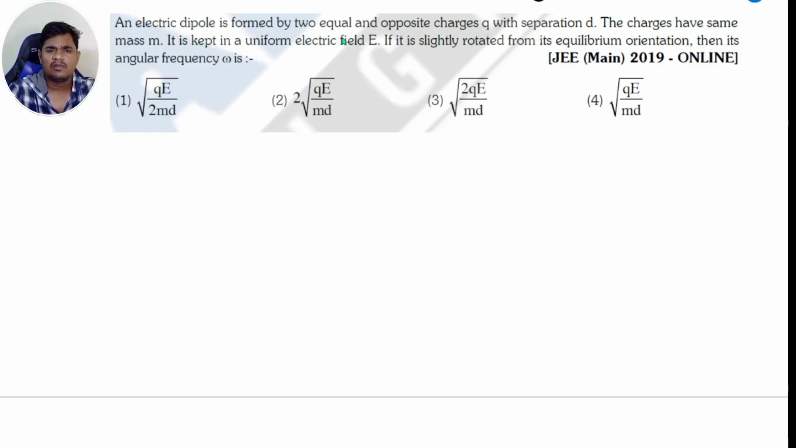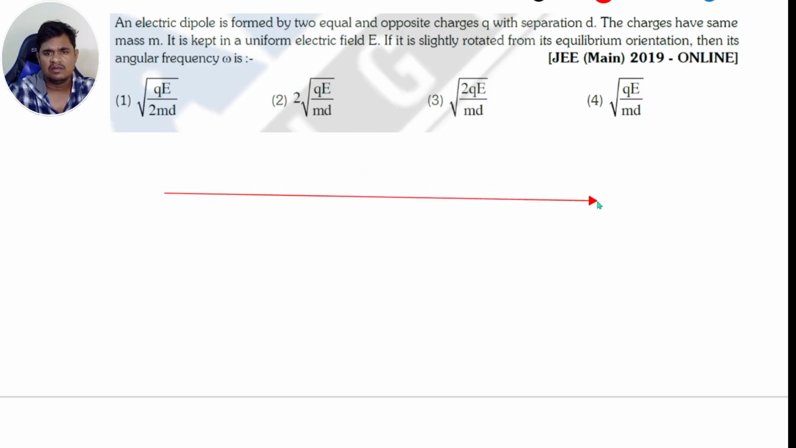An electric dipole is formed by two equal and opposite charges q with separation d. The charges have the same mass m and are kept in a uniform electric field E. If slightly rotated from its equilibrium orientation, then its angular frequency of small oscillation is omega.